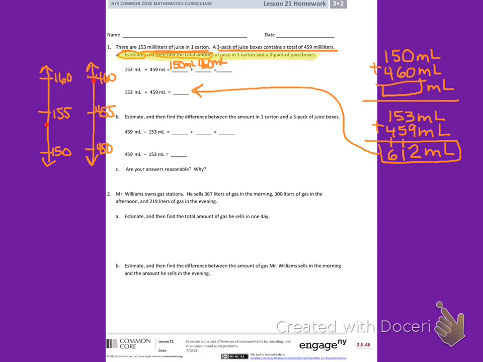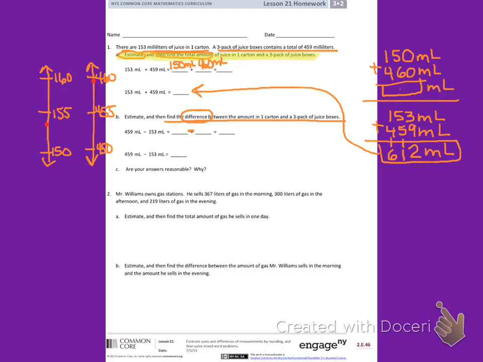Item B is done the very same way. This time, they're using the numbers to find the difference between the amount in 1 carton and 3-pack of juice boxes. When you're finding the difference, remember you're comparing one thing to another and you use subtraction instead. And as you can see in the typed version of this worksheet, there is a typographical error, so you change this to be a subtraction sign.